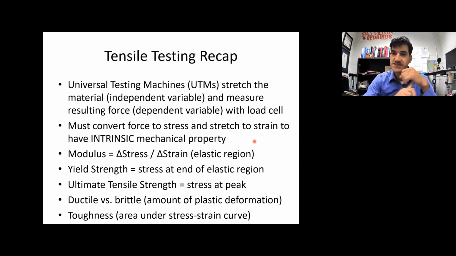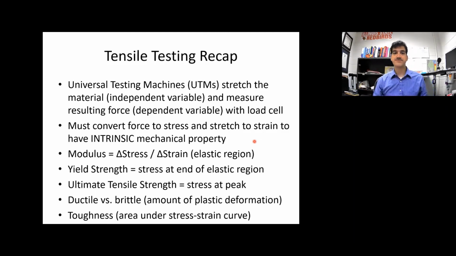We're going to use a UTM, Universal Testing Machine. The stretch of the material is going to be the independent variable. The force is going to be the dependent variable, so it'll be on the vertical axis. We need intrinsic properties, so therefore we convert the force to stress by dividing by the cross-sectional area. And we convert the stretch to the strain by dividing by the original gauge length, which is this length right here, of the specimen.